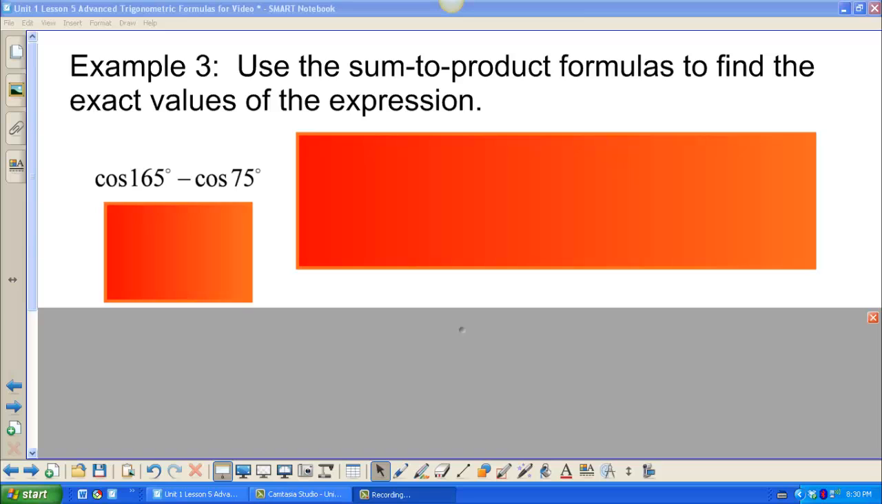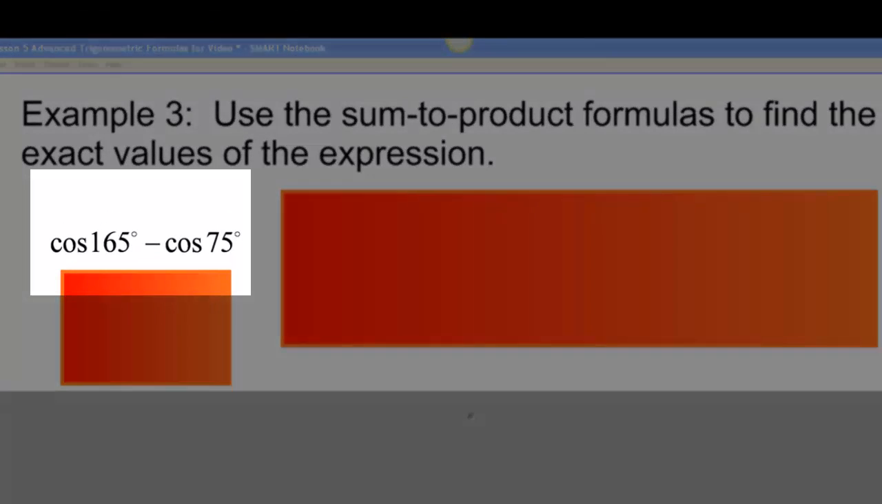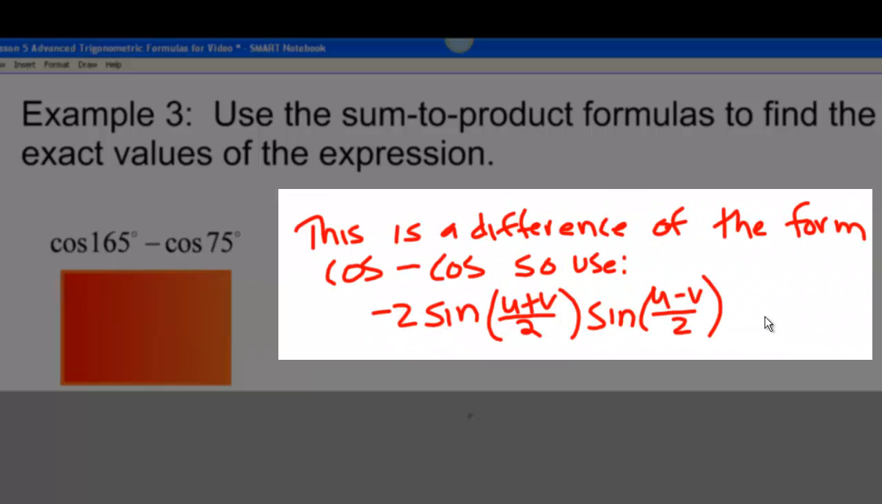And welcome to example 3, where we're going to use the sum to product formulas to find the exact values of the expression. So when I see the cosine of 165 minus the cosine of 75, those are not angles that I can find the exact values of on the unit circle. Now certainly you could break those down using the sum and difference formulas. There's more than one way that you could go about this, but what I notice is that it's a difference of the form cosine of an angle minus cosine of an angle.